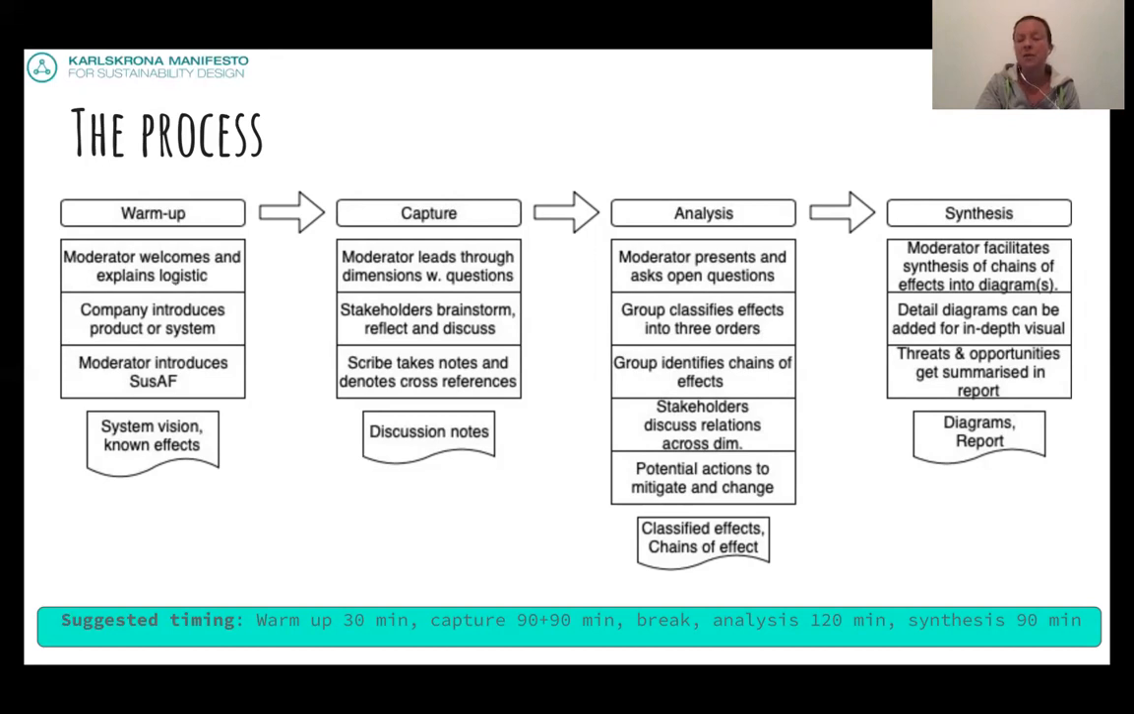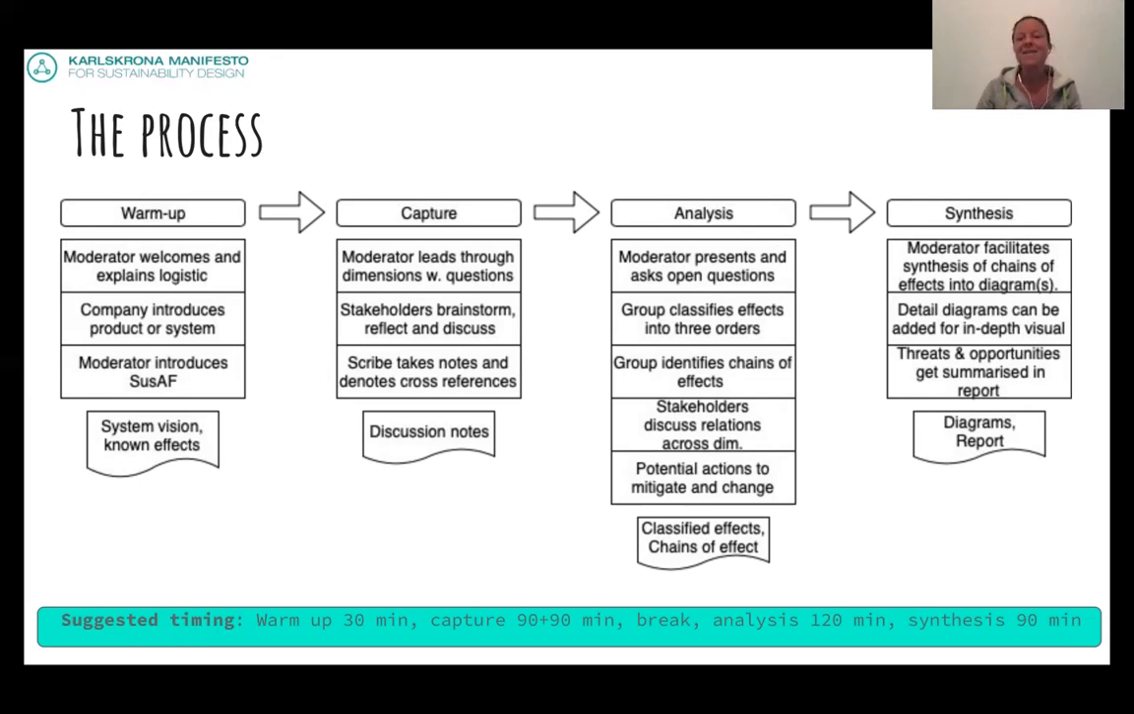Then we go through a capture phase, which is what we're going to do next, where the moderator, in this case, me, hi, leads through the dimensions along with the questions. And then the stakeholders, which right now you are representing, reflect and discuss and brainstorm about those questions. And ideally, we would have a scribe that takes the notes and writes down some cross-references that come up during the discussion. And all of that gets captured in discussion notes. I'm sorry, I don't have little scribes to hand out to sit next to you, so you will have to take your own notes as we go through this process.